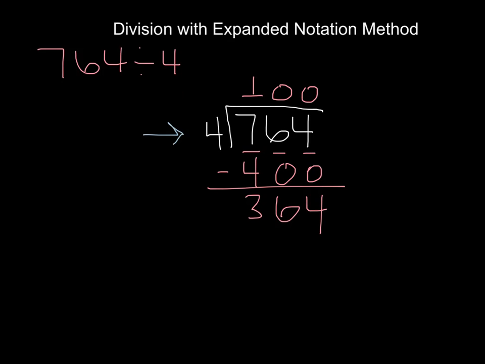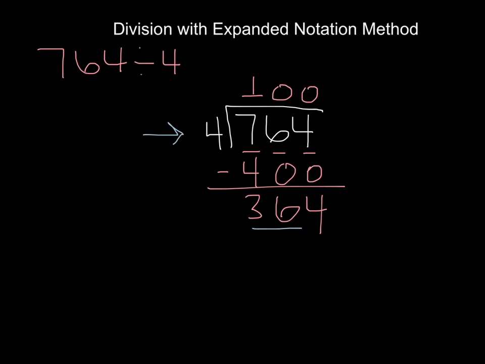At this point in the problem, I remind the students that when they're looking at the new dividend, 364, because we've already figured out our hundreds place, we're now looking at that value as groups of 10. So when you look at the number 364, how many groups of 10 are in that number? And the student should recognize that there are 36 groups of 10 in the number 364.